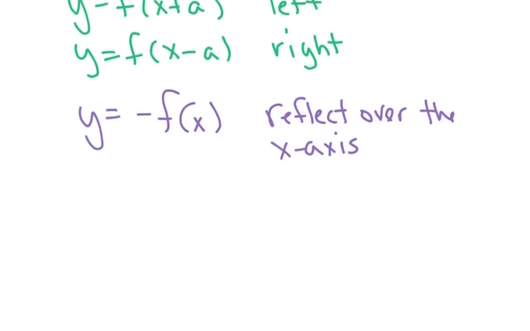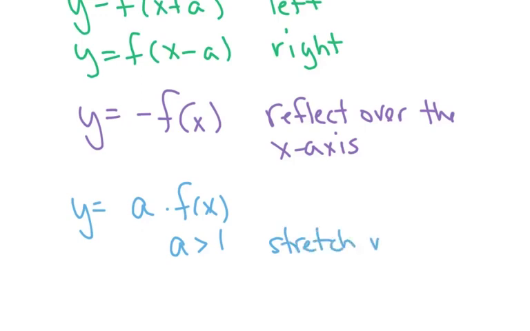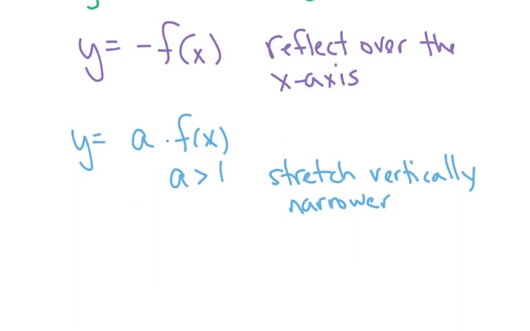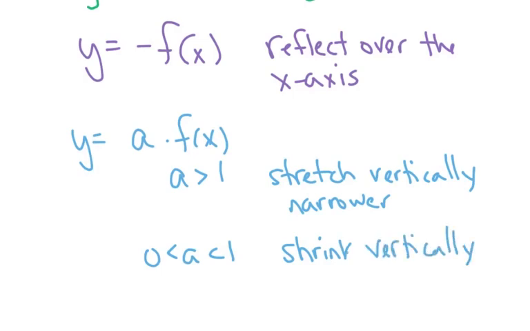The last transformation that we're going to talk about is what happens when you multiply a function by a number. Well, if that number you multiply is bigger than 1, then the graph is going to get narrower. We call it stretch vertically, or you can say it gets narrower. But if that number you multiply by is between 0 and 1, so if it's 1/2 or 2/3, we are going to say that it shrinks vertically. You might best know it as the graph is getting wider.